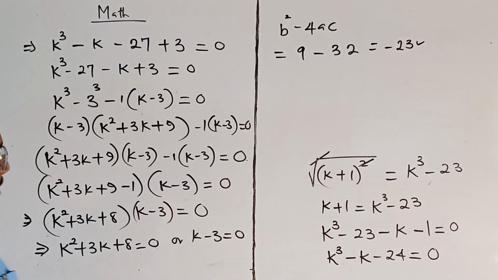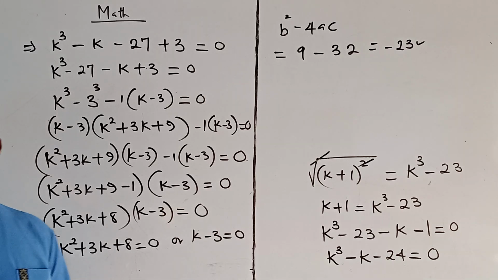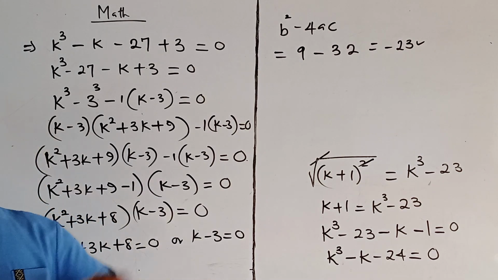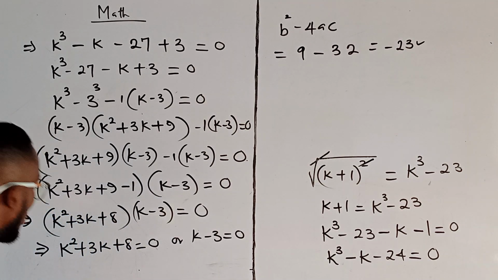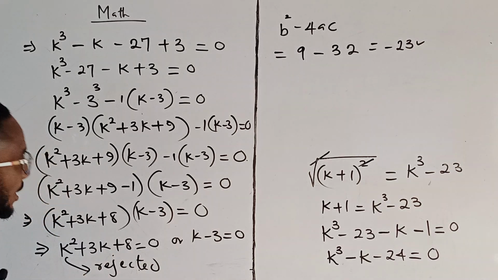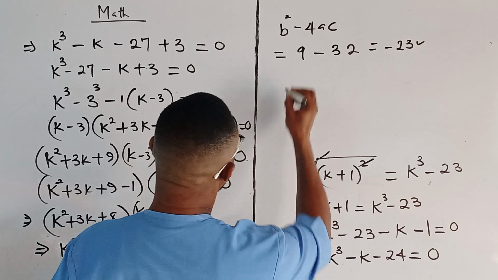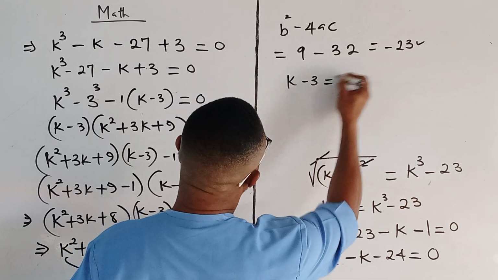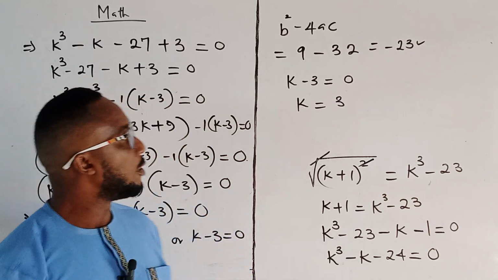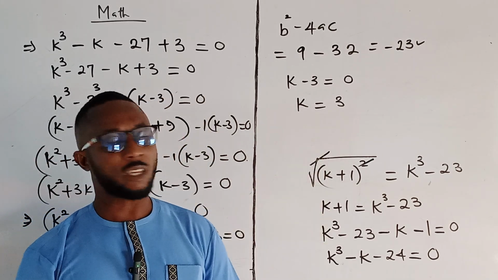So it implies that this quadratic does not have a real root, but we can actually look for the roots in the spiritual or imaginary world. So we are going to reject this quadratic. So this is rejected. Then it means that our only solution is k minus 3 equal to 0. So k is equal to 3. So this is the only valid solution for k.